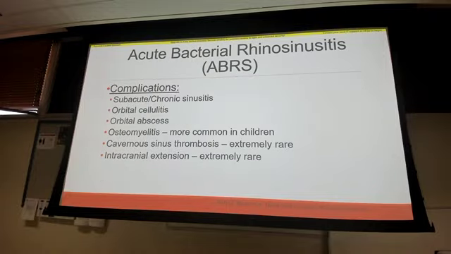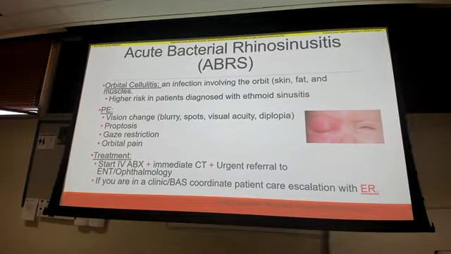So complications of a bacterial sinusitis infection are subacute or chronic, which we talked about a little bit, orbital cellulitis and abscess, osteomyelitis, and then cavernous sinus thrombosis and intracranial extension. That's like if it's just untreated for weeks or months. Those are pretty rare and extensive. Or if a patient is hospitalized, those are ways that a patient can develop those complications.